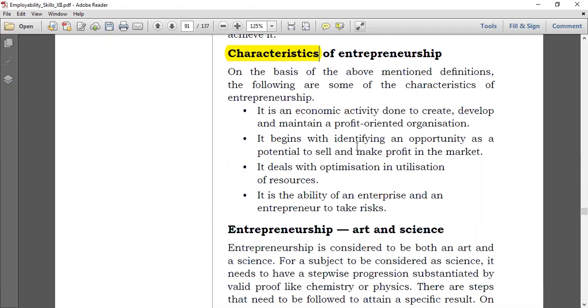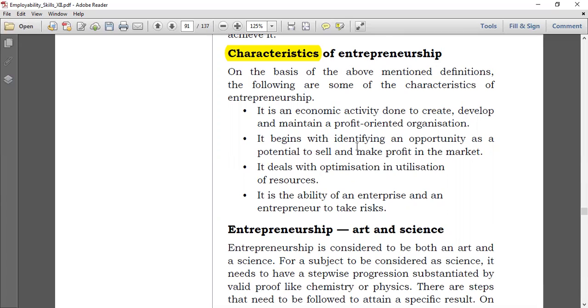It begins with identifying an opportunity. You have to identify an opportunity, right, as a potential to sell and make profit in the market. So the opportunity must be related to wanting to sell something and make some profit in the market. So that's the main point when you start with the business. So it deals with optimization and utilization of resources, right? We'll use the resources available with us in an optimum way, in the best possible way, right? So that's also one important characteristic.